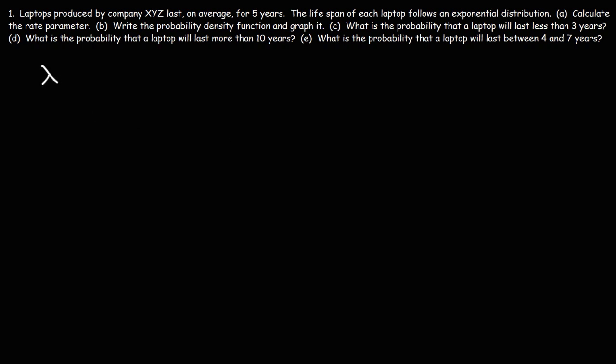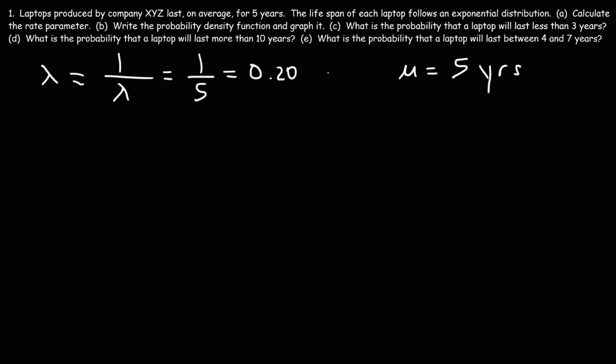The rate parameter is represented by the symbol lambda. Now, in order to calculate the rate parameter, we need to know what mu is, in this case the average. The average is 5 years. Now the rate parameter is 1 over mu, so that's going to be 1 over 5. 1 divided by 5 is 0.20, and the units are years to the minus 1. So that's how we can calculate the rate parameter. It's very straightforward.